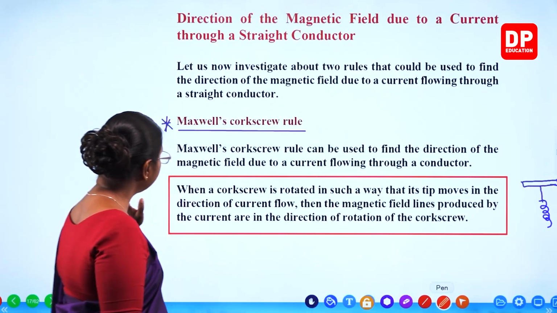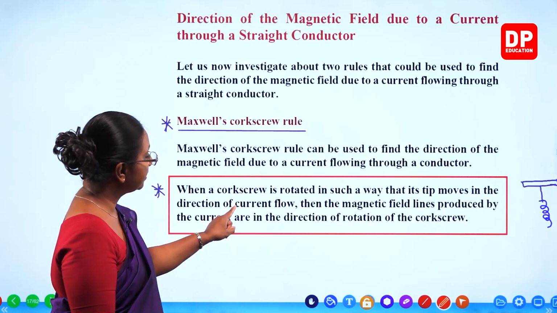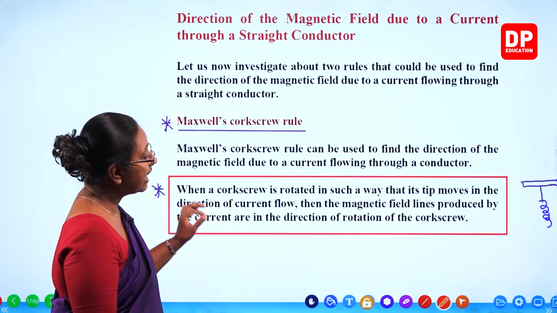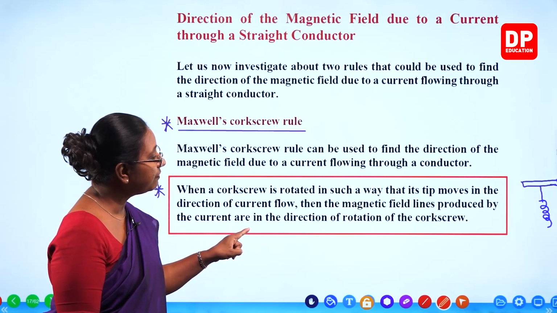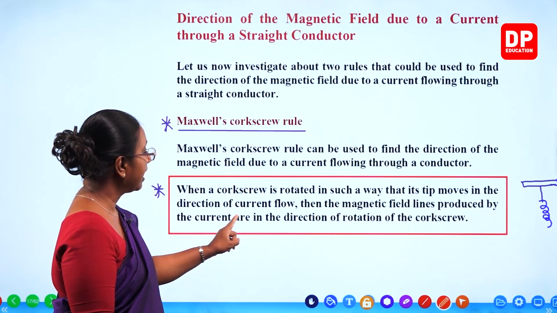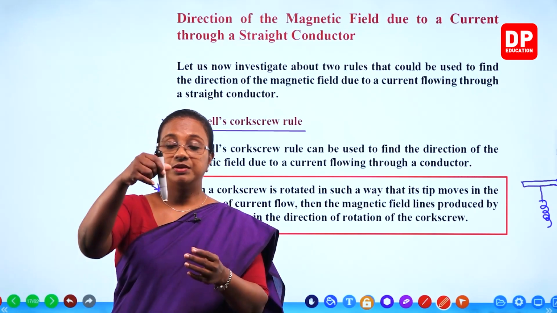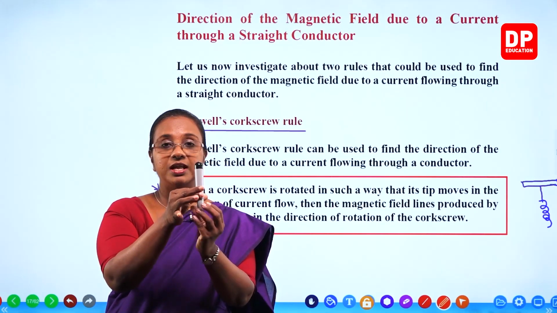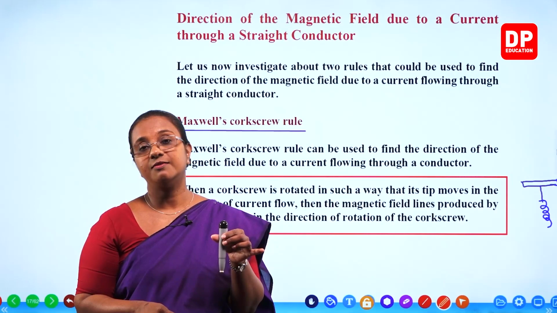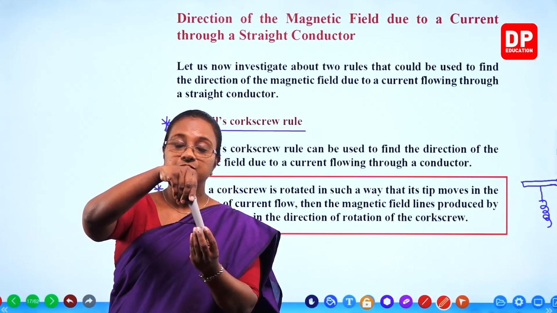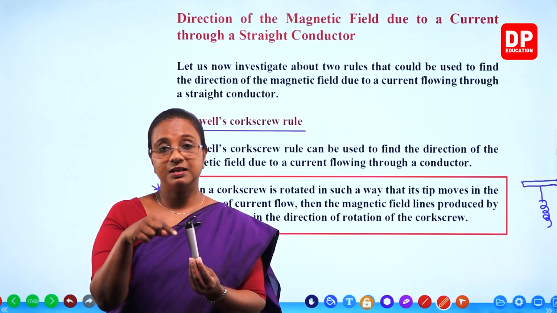Here, if we read the rule, this is something that is very important to you all, students. When a corkscrew is rotated in such a way that its tip moves in the direction of the current flow, then the magnetic field lines produced by the current are in the direction of the rotation of the corkscrew. So, if you are rotating it like that and the tip is moving downwards, the direction of the current flow is downwards and the corkscrew is rotating this way. So, that will be the direction of the magnetic field.